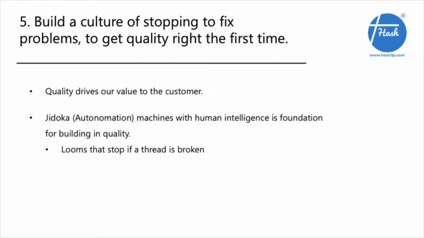And then the fifth one is building a culture of stopping to fix the line, so that we are getting the quality right the first time. This is a problem which all these manufacturing companies try to avoid. They don't want line stoppages, right? But lean is slightly counterintuitive, and they say if there is a problem in the line, stop the line, fix the problem, and then start.